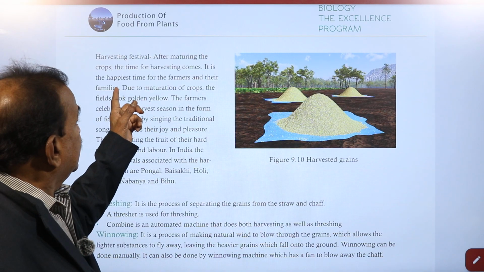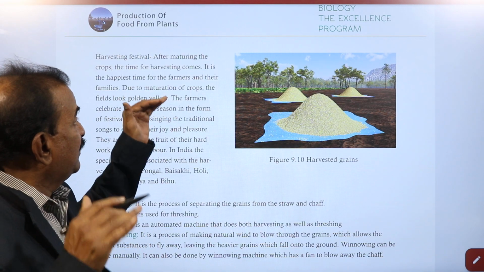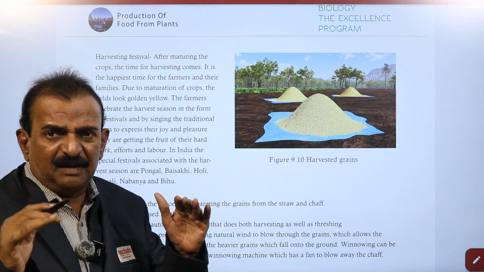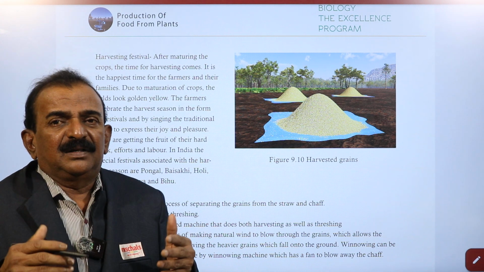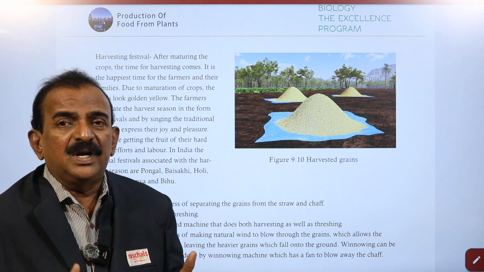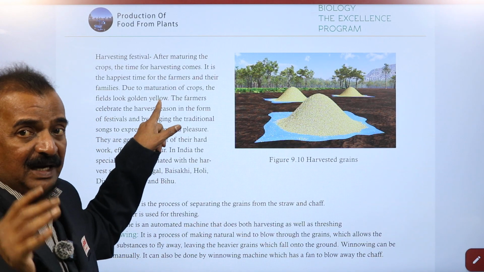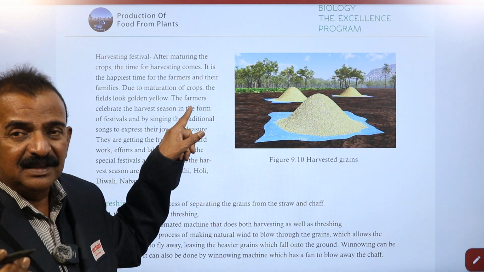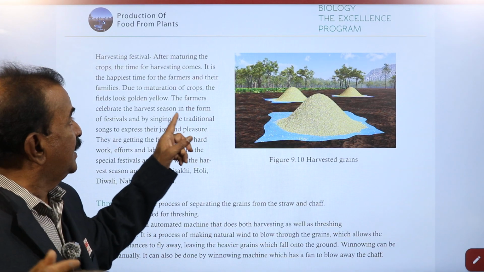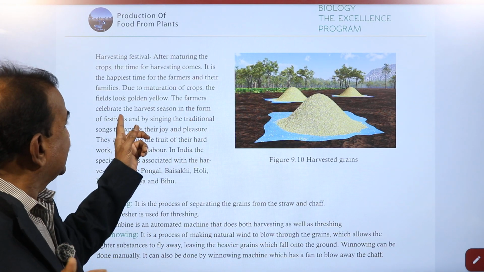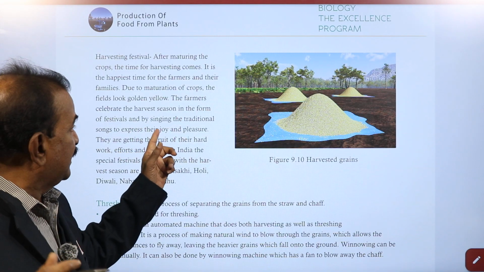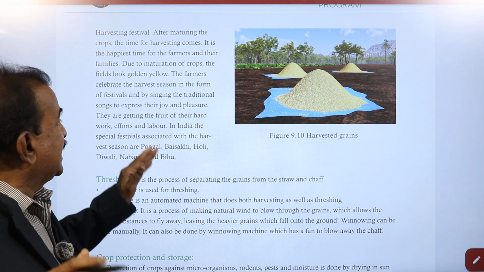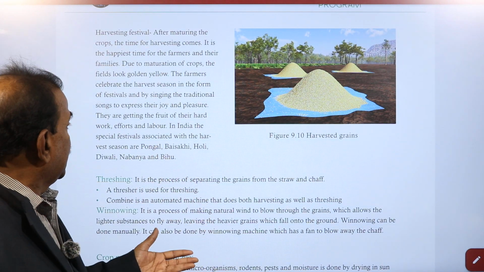This is the happiest time for the farmers and their families due to the maturation of crops. After maturation the crops appear golden yellow. A ripe paddy plant's seeds look golden and yellow in color. The farmers celebrate the harvest season in the form of festivals by singing traditional songs, as I told you, and also express the joy and pleasure of getting the fruit of their hard labor and work efforts.